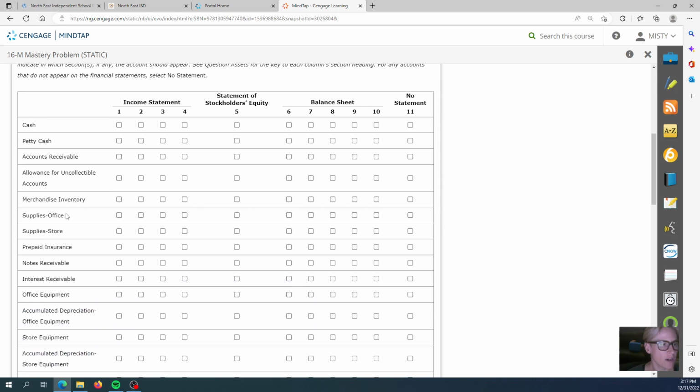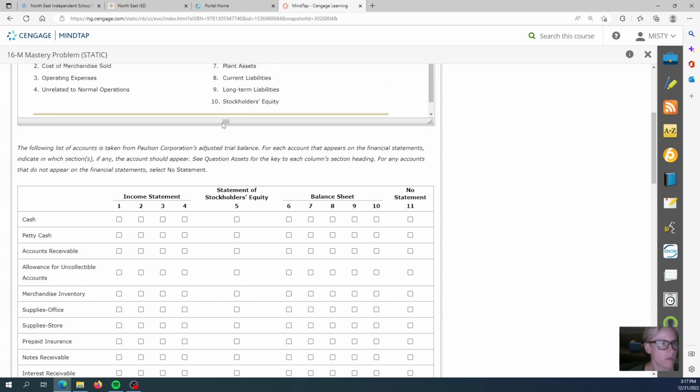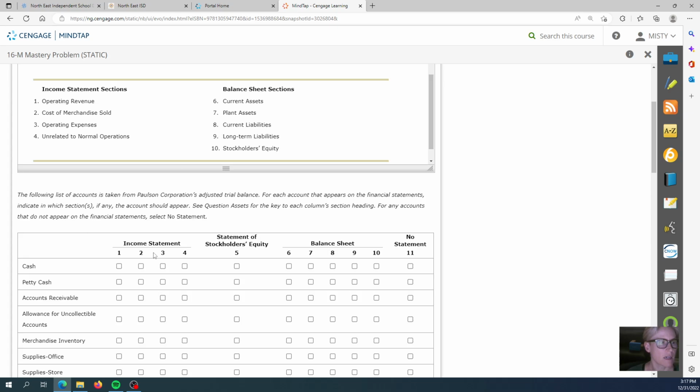Below, we have each of our accounts, and we're going to indicate whether it's on the income statement, statement of stockholders' equity, balance sheet, or on no statement at all. And then within those categories, where does it fit? Okay, so let's work through that first.